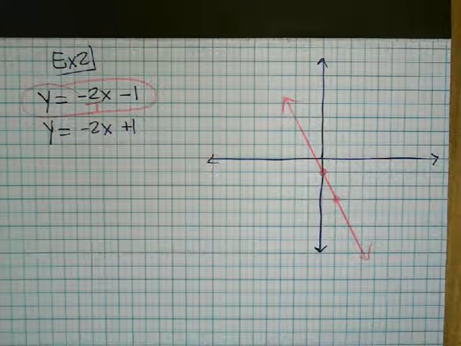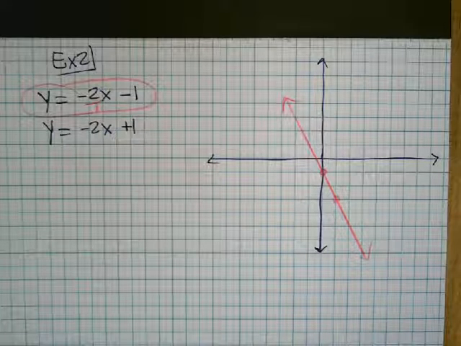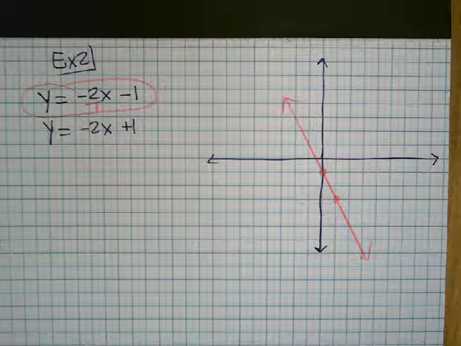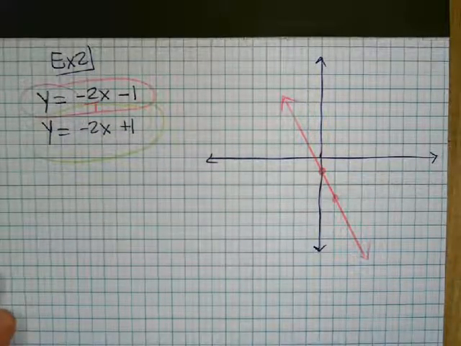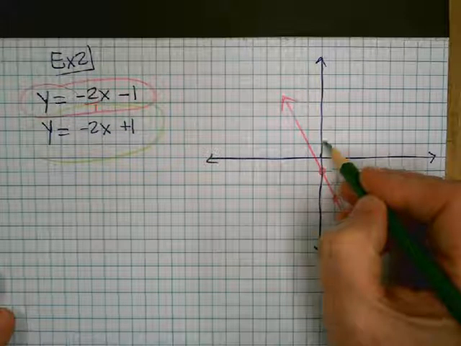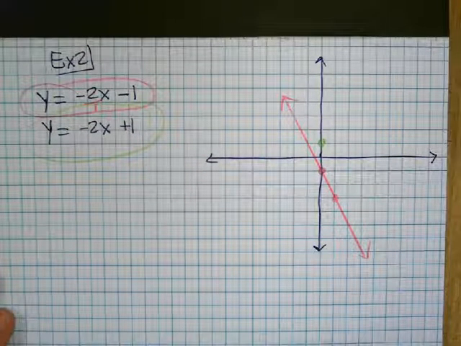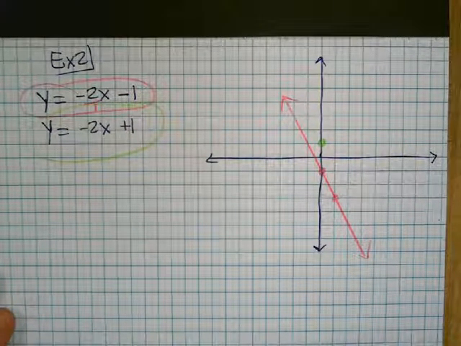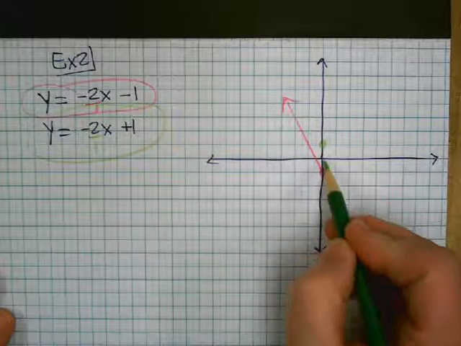Does everybody have this line drawn? Let's do the next one. Where do you start on the green one? 1. And what's the slope? So I go negative 2 over 1, so I go down 2 over 1.